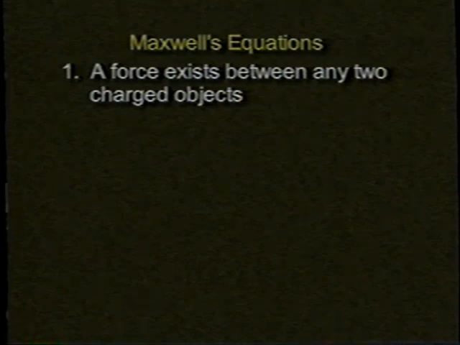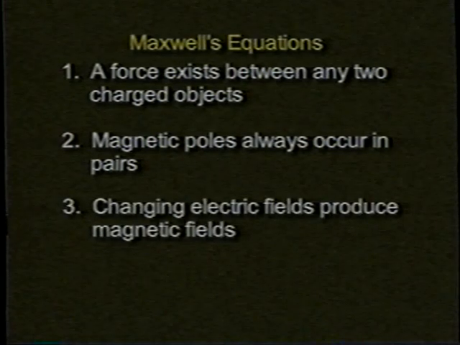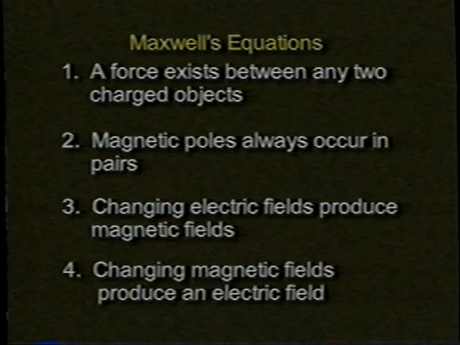The second equation describes the magnetic phenomenon and says that every magnet has to have 2 poles, a north pole and a south pole. There are no magnetic monopoles in nature. The third equation says that changing an electric field produces magnetic effects. And the symmetrical fourth equation says that changing magnetic fields produces electricity.